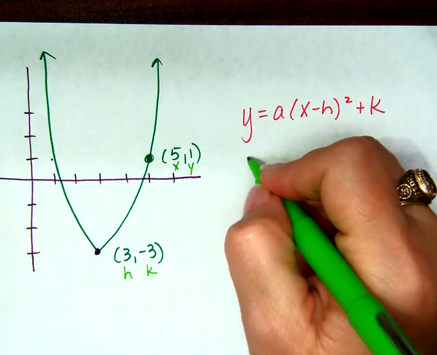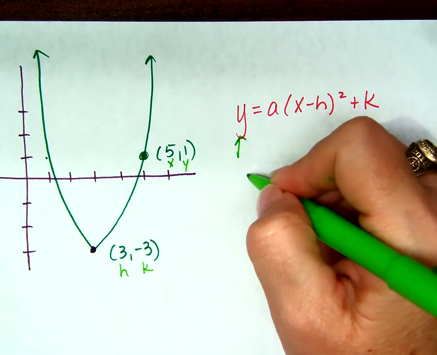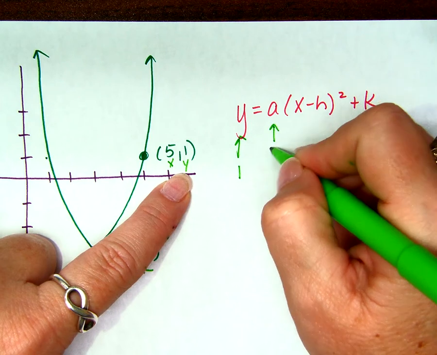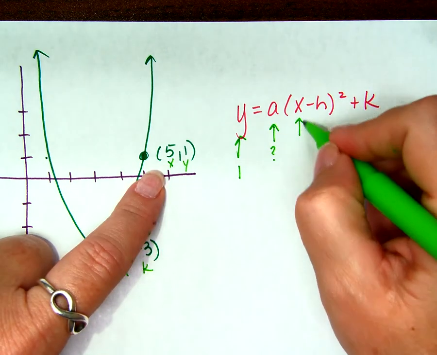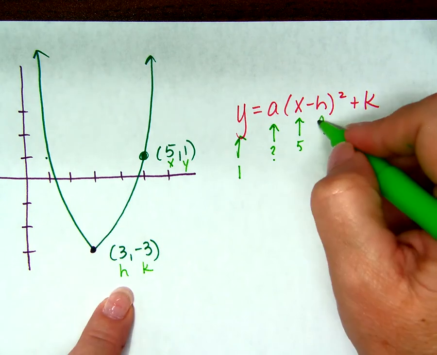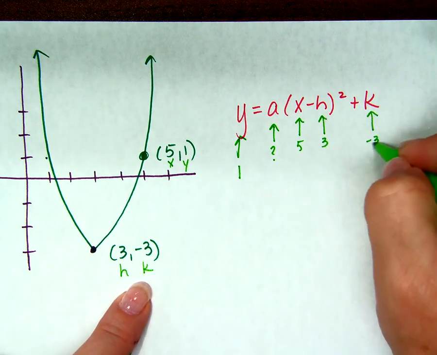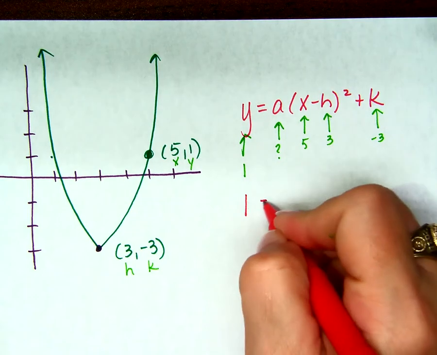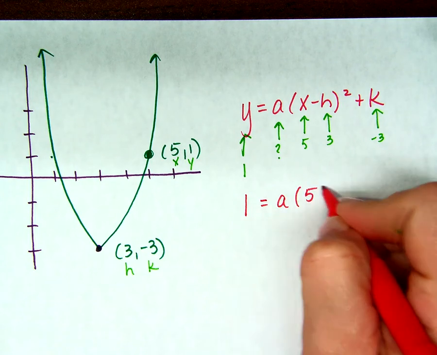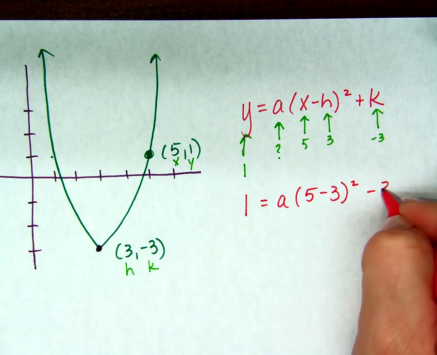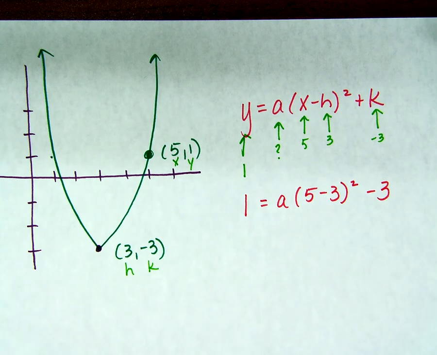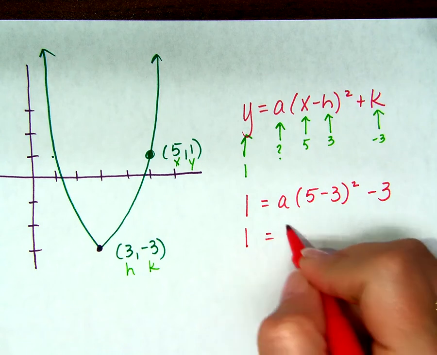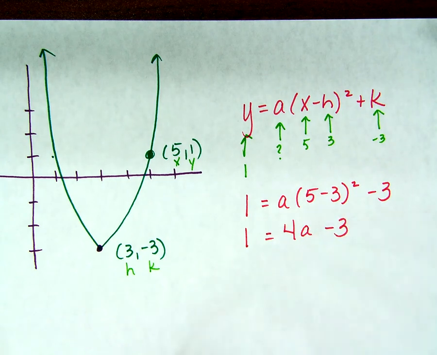Okay, so y is 1. a is what I don't know. x is 5, h is 3, and k is negative 3. So let's plug all that in and see what happens. 1 equals a times (5 minus 3) squared minus 3. Anybody happen to know what 5 minus 3 is? 2. What's 2 squared? So I have 1 equals 4a minus 3.